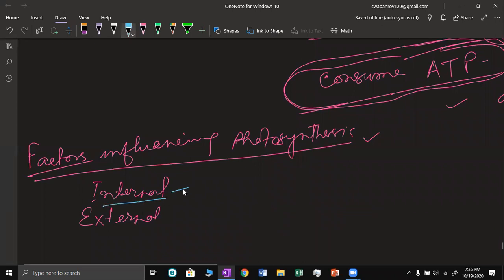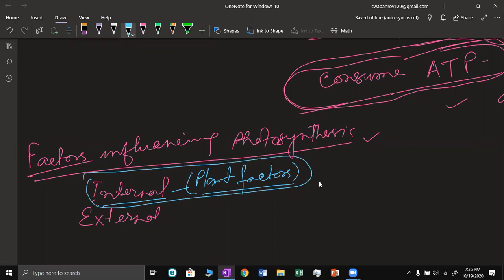The internal factors, also known as plant factors, are those present within the plant. For example, photosynthesis occurs in the leaves, so naturally the presence or absence of leaves, the availability, the leaf size, the density, the area of leaves, and how long they are present on the plant all matter.